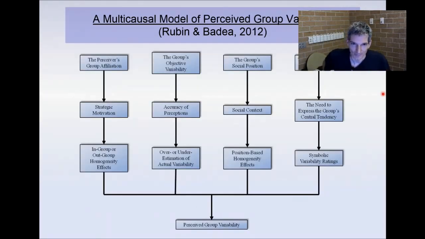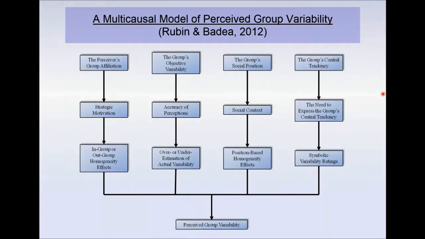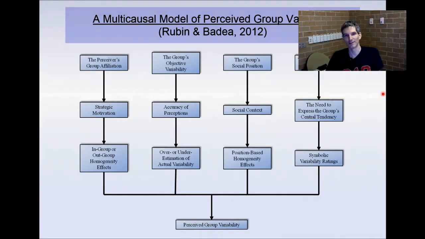Anyway, moving on. This is a little bit of a fancy diagram we stuck at the end of our article. We called it a model. Really, it's just a summary of some multiple influences. And the main takeaway from all of this, if you don't get any of the explanations I've been giving you, is to understand that perceived group variability in the past has been thought about as being to do with in-groups and out-groups. And that is one of the main reasons for these effects happening.